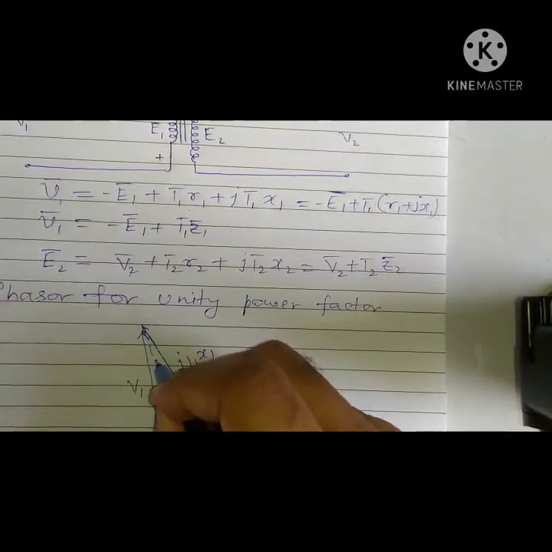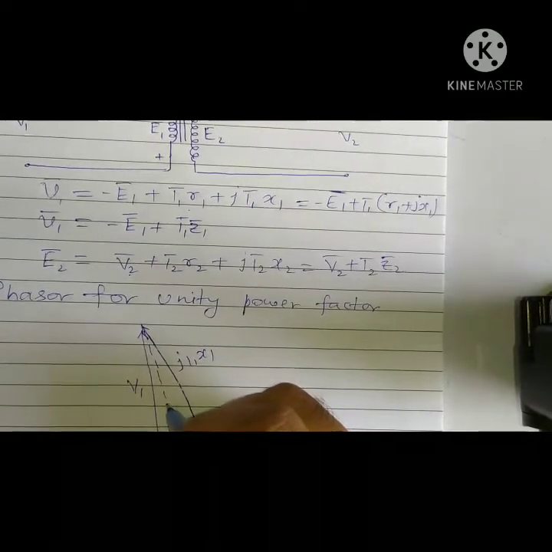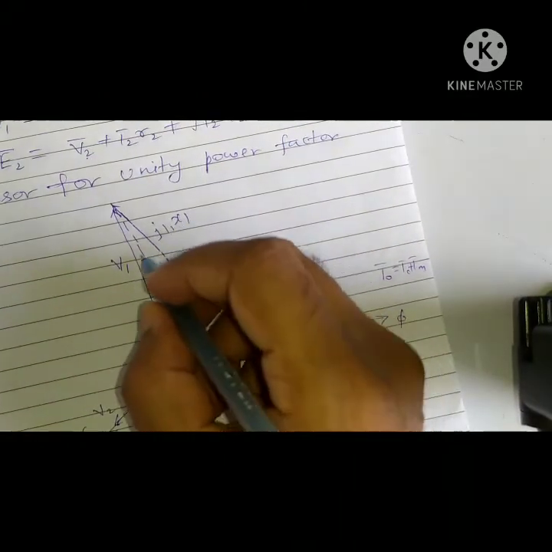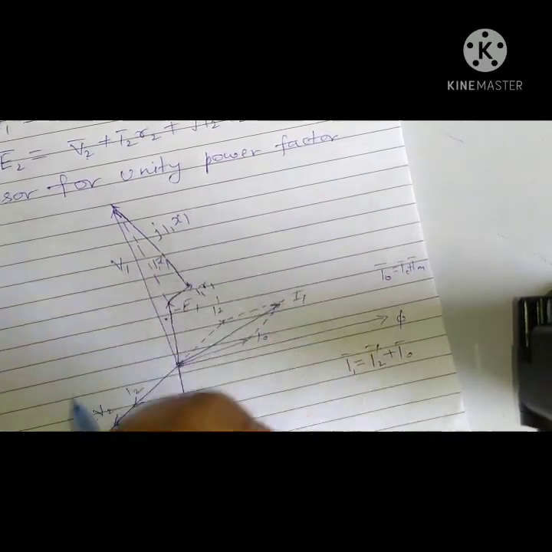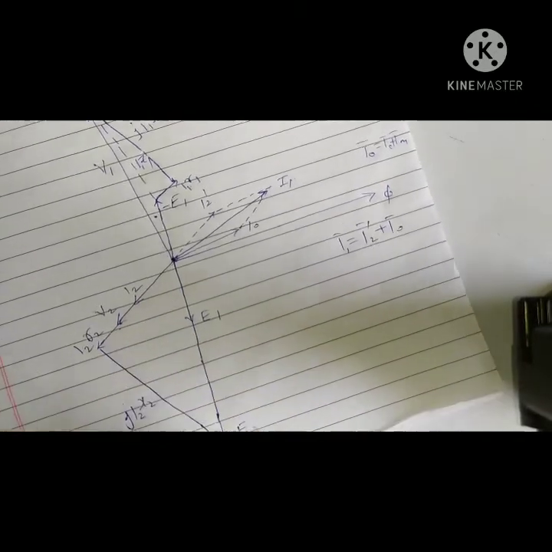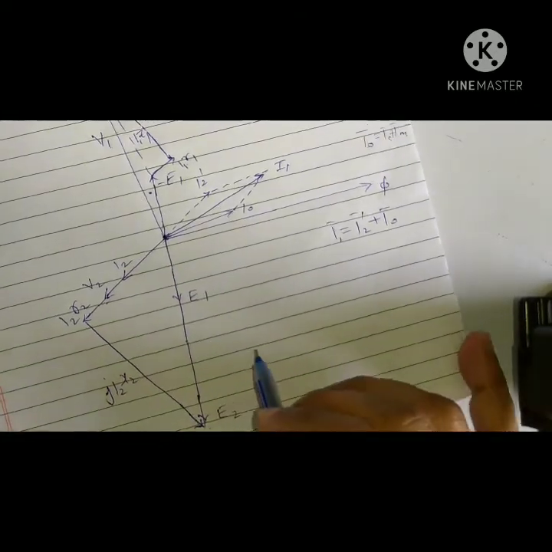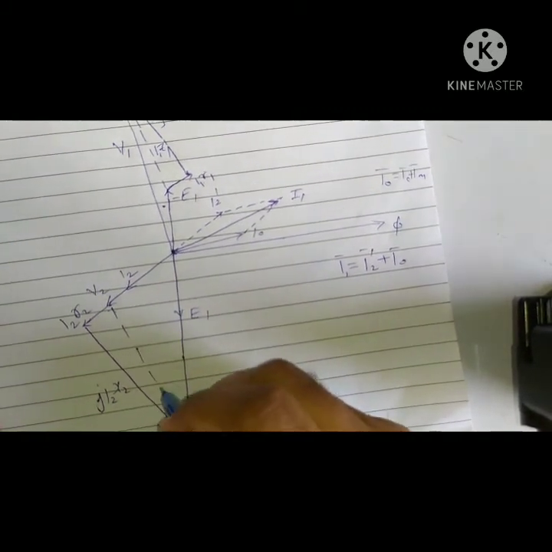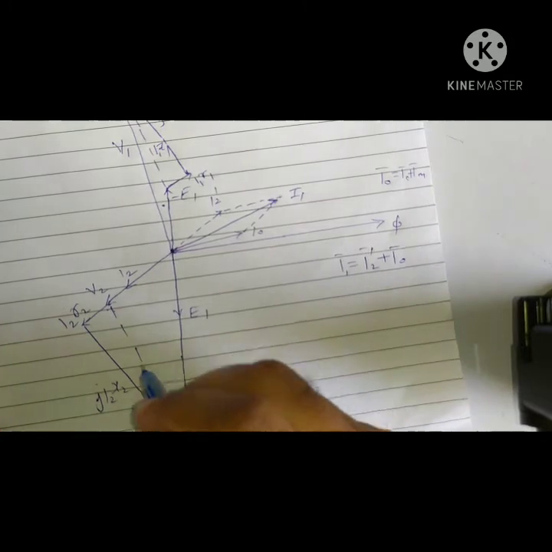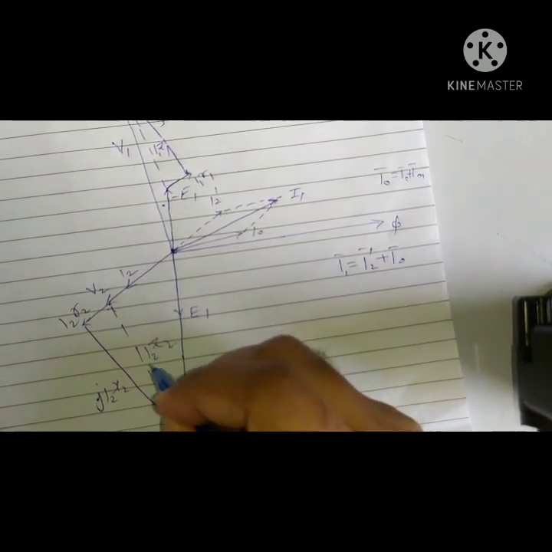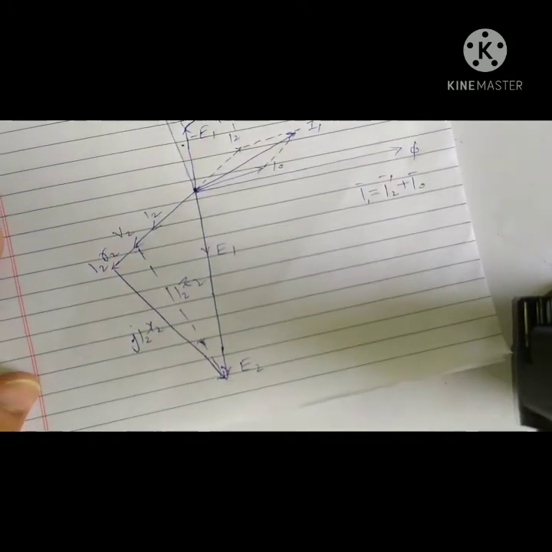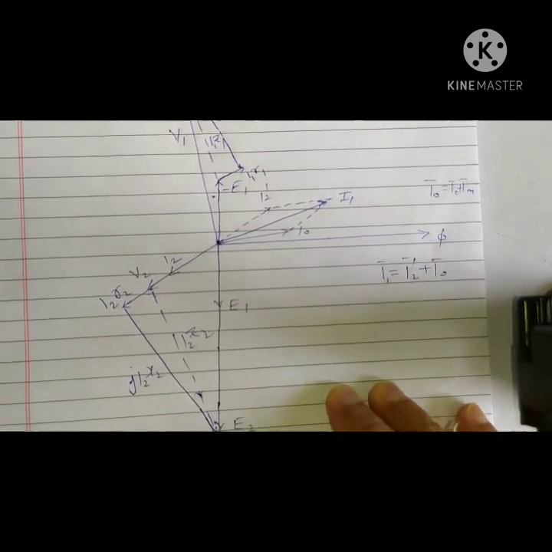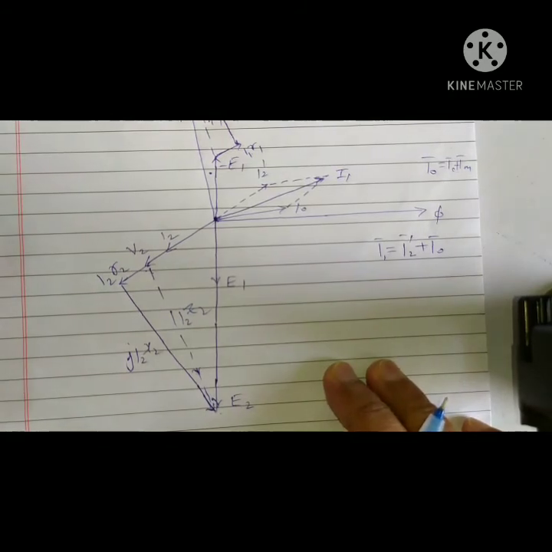So in the impedance triangle, I1 R1 plus j I1 X1 is I1 Z1. Similarly, I2 R2 plus j I2 X2 is I2 Z2. So I can show here, this is I2 Z2. So that's all about the phasor of a transformer at unity power factor.